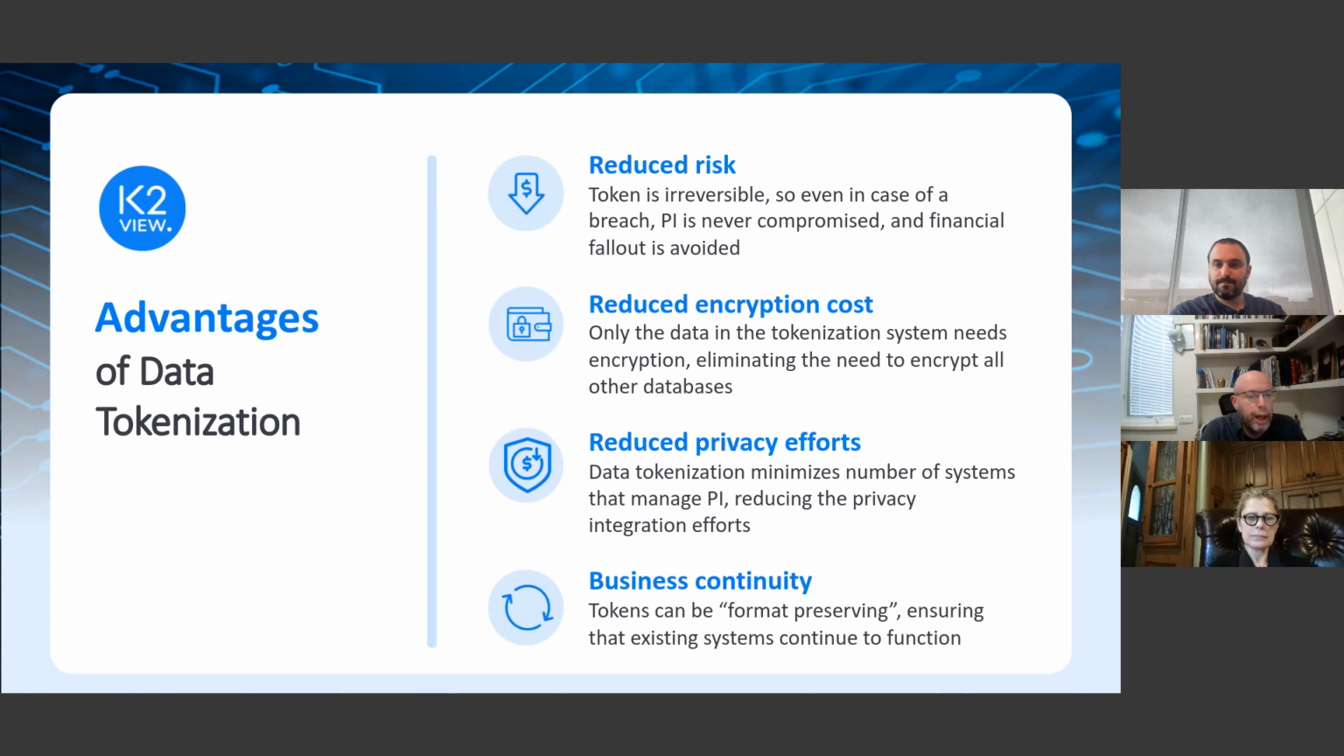The second one is that we can reduce a lot of cost that today is associated with encryption: a lot of software licenses that are needed to apply encryption on many different applications and systems, and of course a lot of effort that is spent today to secure each and every application that deals with sensitive information. Reducing privacy efforts, we explained it, I think, several times. And finally, we keep business continuity. By replacing the sensitive information with this token, the lookalike, we provide the business application the continuity they need, and they can freely process the data without any risk of exposing sensitive information.